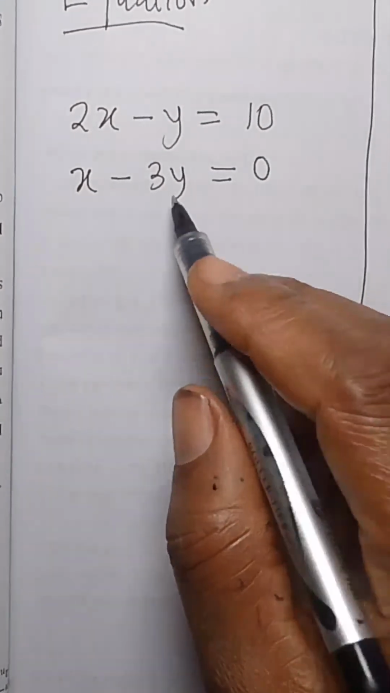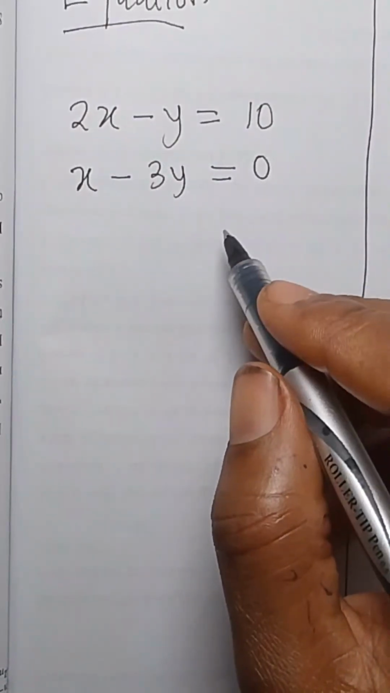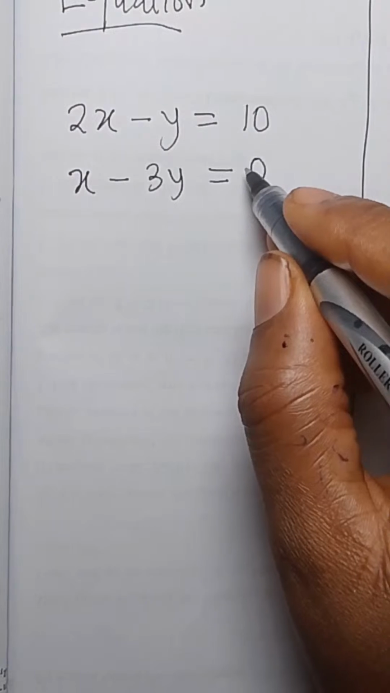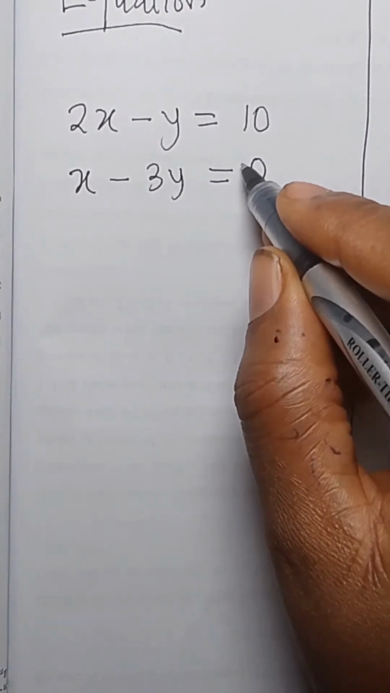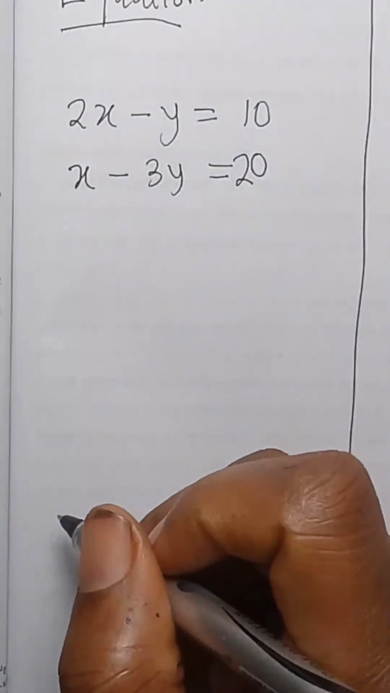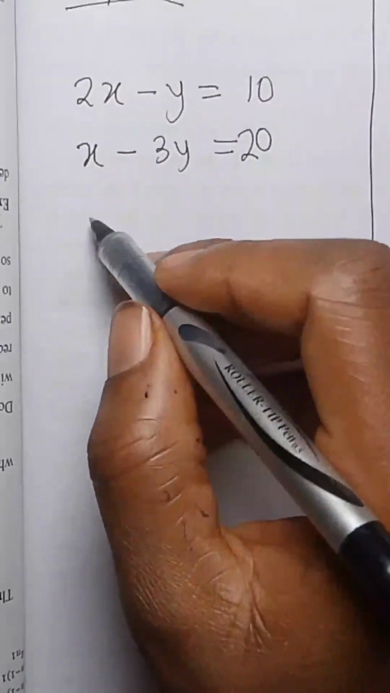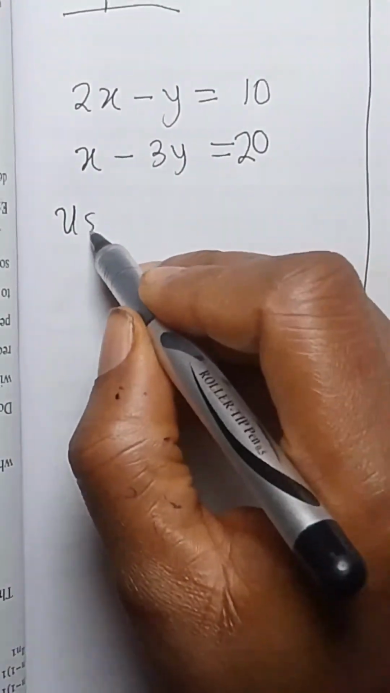So I want to solve this equation. Let's make it any number. Let's make it 20. So we want to solve for x and y. This is a quadratic equation. You can solve it using two methods.